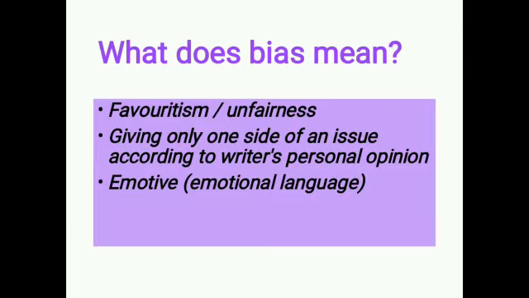What does bias mean? Bias refers to favoritism or unfairness. The opposite of a balanced view is a biased view, giving only one side of an issue according to the writer's personal opinion. The biased language can be emotive, that is, full of emotion, as the writer changes the tone of a text to sound more persuasive. However, facts may be used but not presented objectively, and opinions can sound like fact.